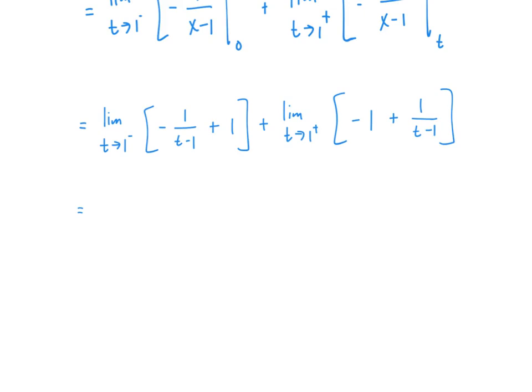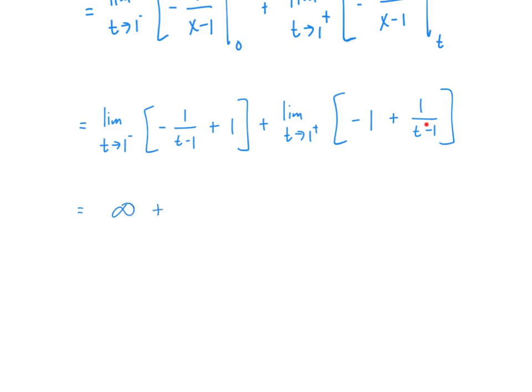Okay, so as t approaches 1 from the left, those are values of t that are smaller. And so this will be a negative number. This is 1 over 0, so it'll approach infinity, and this whole thing will approach infinity. So this whole limit is infinity.